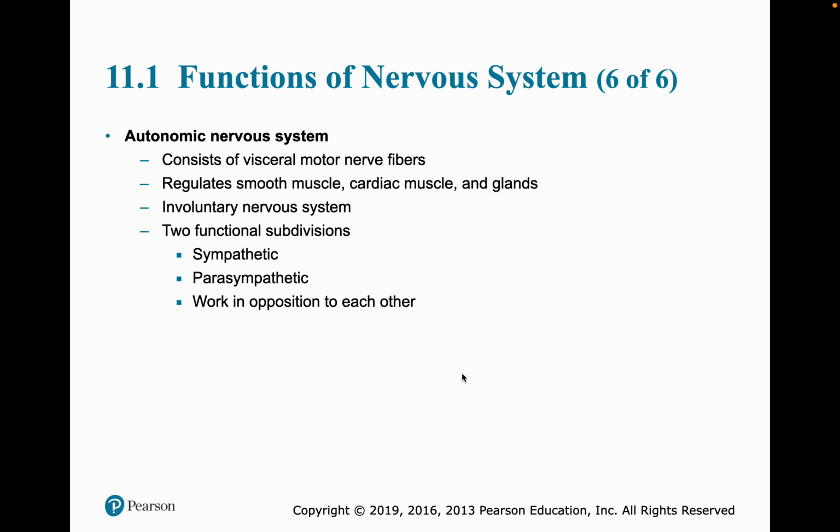Whereas the autonomic nervous system consists of the visceral motor fibers. They're regulating things like smooth muscle, cardiac muscle, and glands. This is the involuntary nervous system. Again, it is divided into two functional subdivisions: the sympathetic and the parasympathetic. These two divisions, one turns up organs and one turns them down.